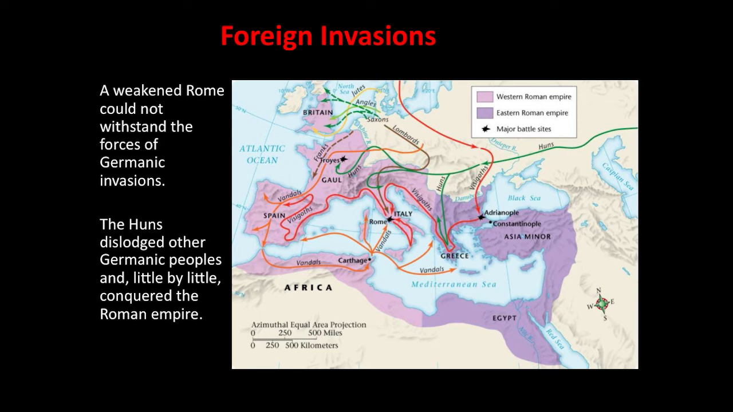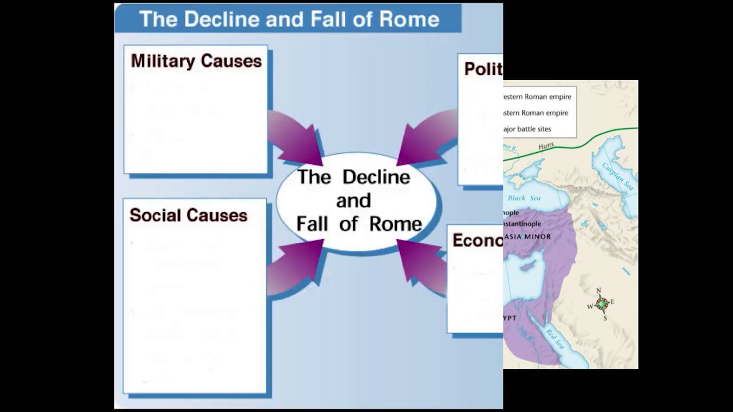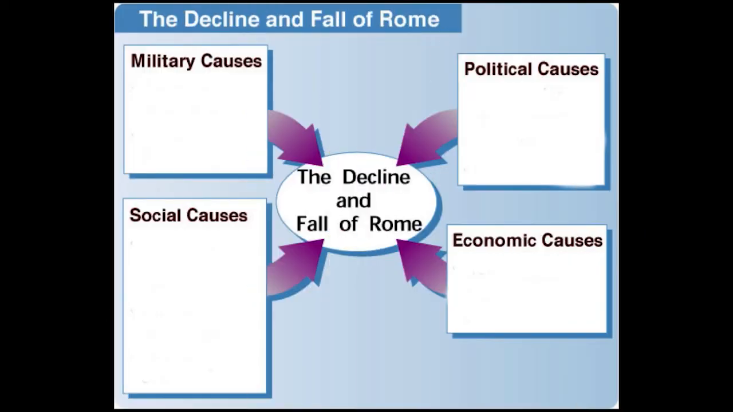Oh, the Vandals were so destructive. They came into Rome and they burnt Rome down. They destroyed temples and buildings. In fact, our word vandalize comes from the fact that the Vandals invaded and destroyed Rome. Now, this was one of the factors that caused the fall of Rome.